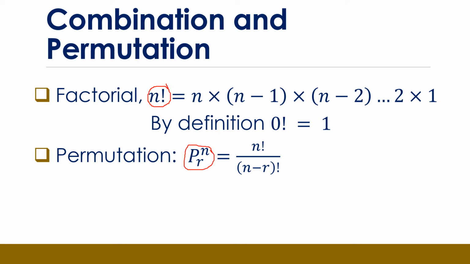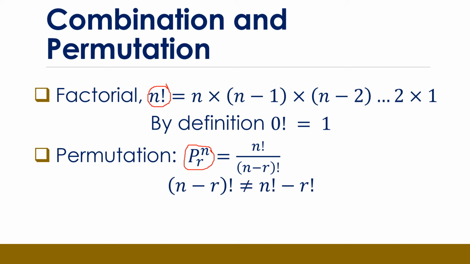Now, you have to be careful with the denominator there. N minus r factorial is actually not equal to n factorial minus r factorial, which means that the factorial operator is not distributive.